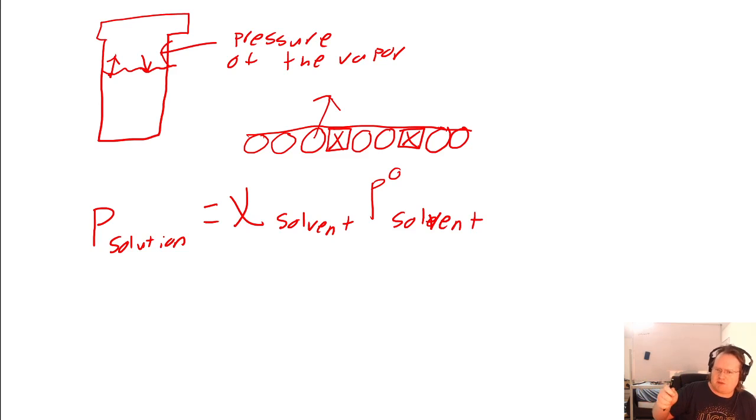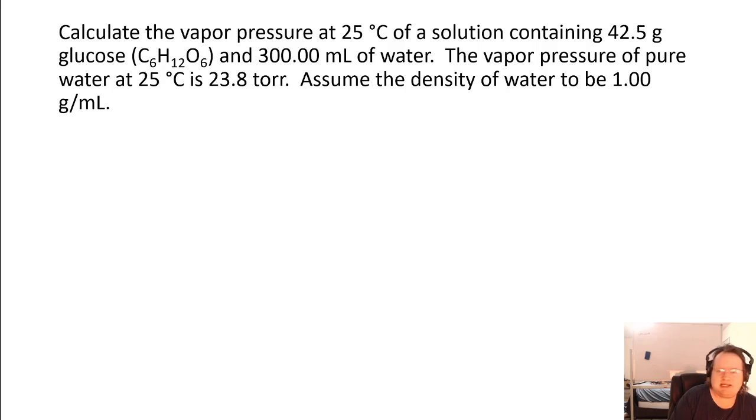So we're going to take the vapor pressure of the solvent, multiply by 0.99. That's our new vapor pressure for our solution. Now, what does that look like? How do we solve something with that? What does that tell us? Let's look at an example.